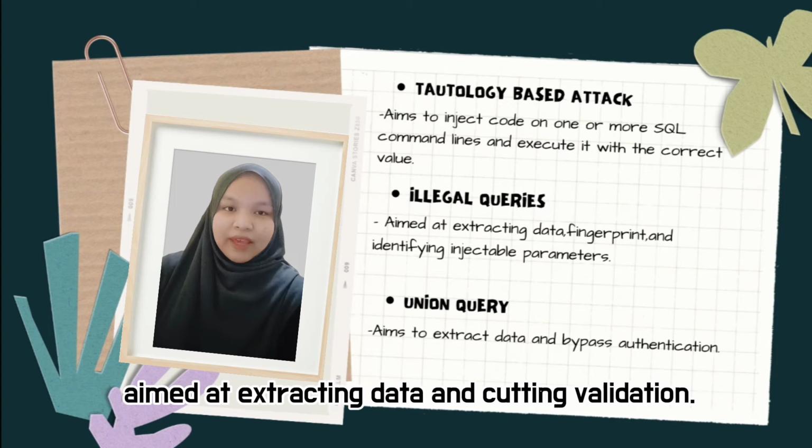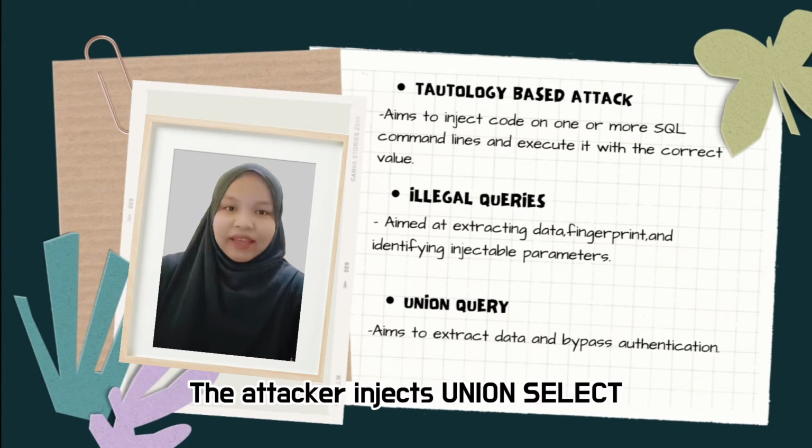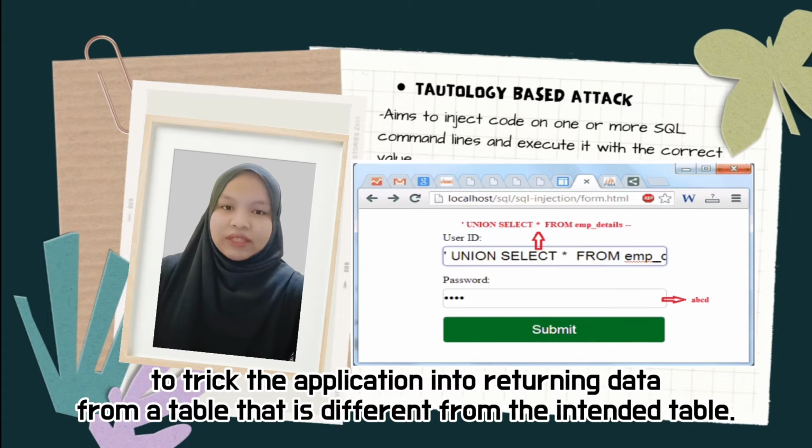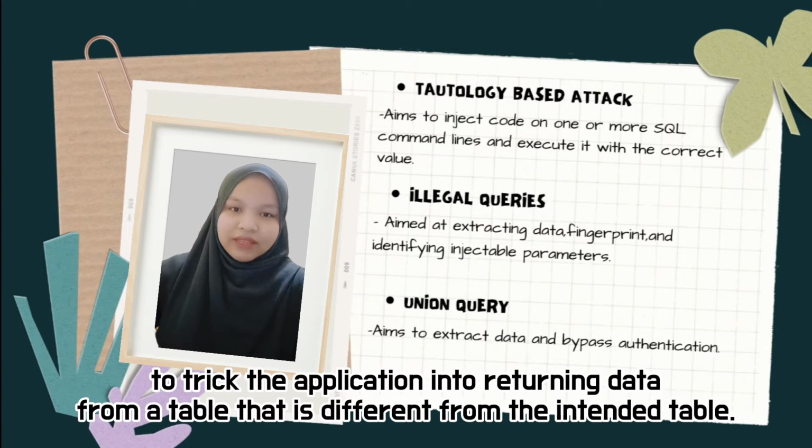Third, union queries aim at extracting data and bypassing validation. The attackers inject UNION SELECT to trick the application into returning data from a table that is different from the intended table.